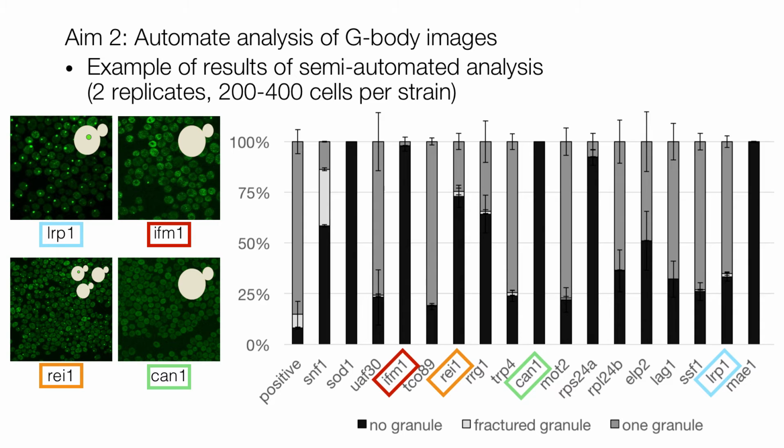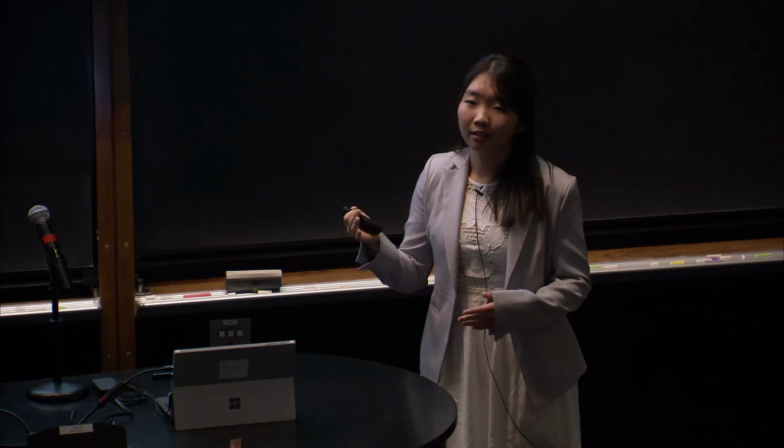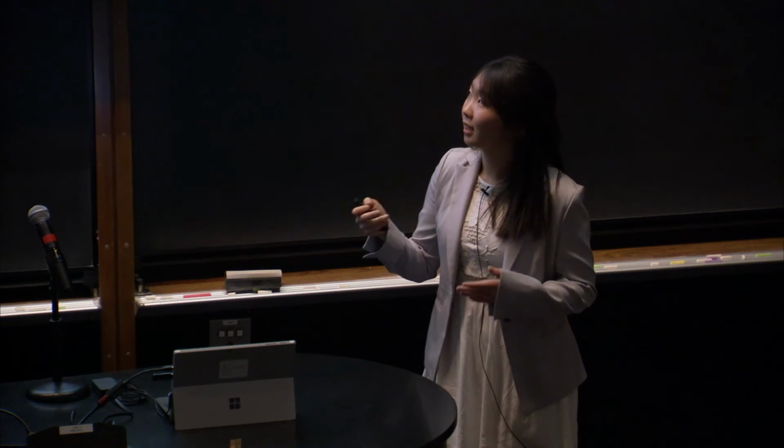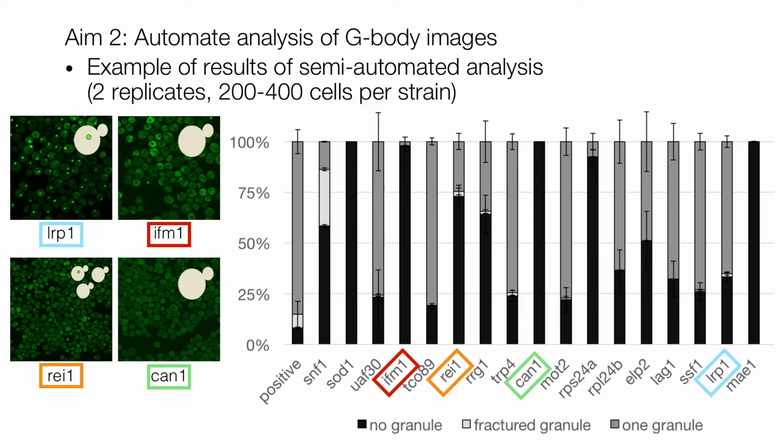For example, these are representative images of some of the deletion strains. LRP1 looks a lot like the positive control, and if you look over here, it does look a lot like the positive control. And so this would be one strain that I would say, I'm not going to validate this strain because it has a lot of G-body formation. Whereas CAN1 looks a lot like SOD1, and it seems like it's really inhibiting G-body formation, and that's how it looks here.